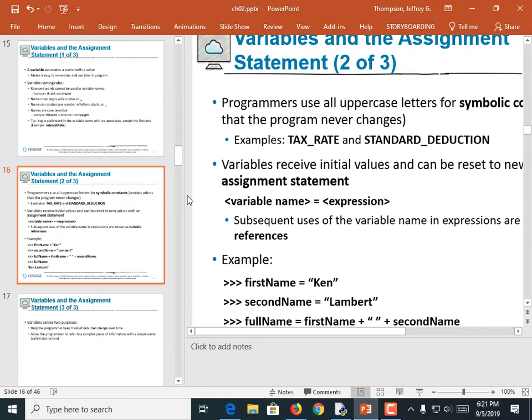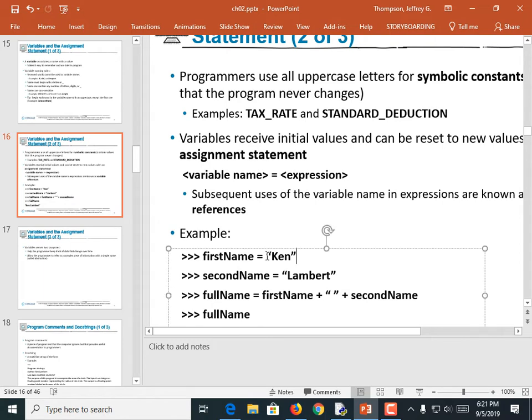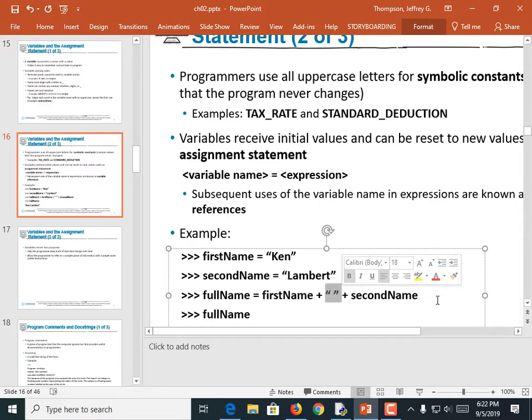So an assignment is when you give a variable, followed by the equal sign, followed by the value. The equal sign is called the assignment operator. Full name equals first name plus a blank plus the second name. And then if you printed out the full name, it would say Ken space Lambert. We put the string Ken into that variable. We put the string Lambert into that variable. And we told it to take the first name, concatenate it to a space, concatenate it with the second name, and store the resultant full name, so when we printed out full name, it would print Ken space Lambert.